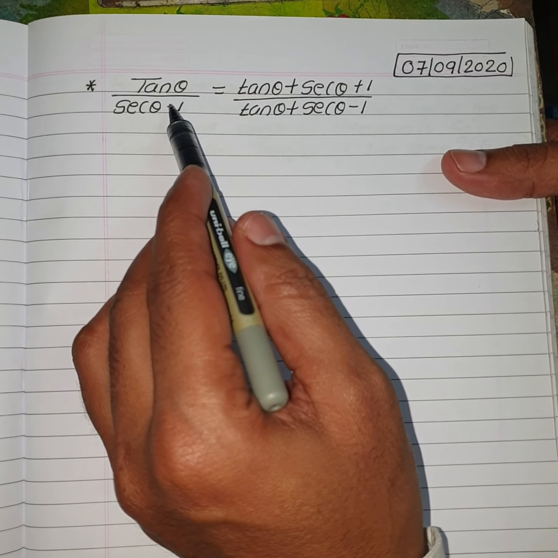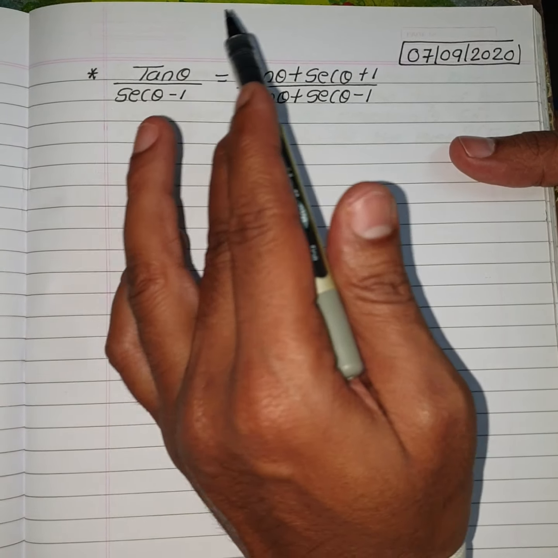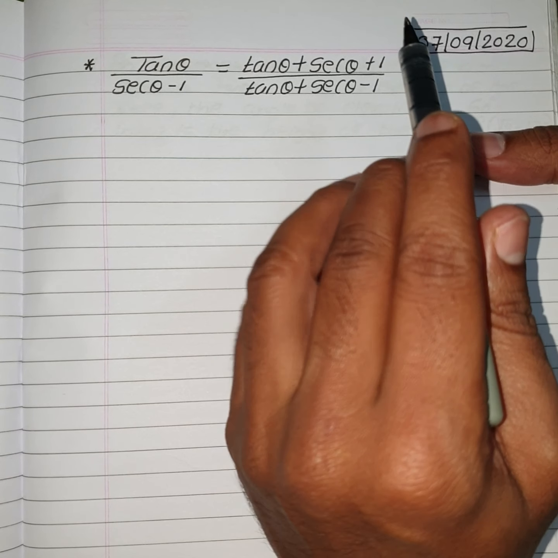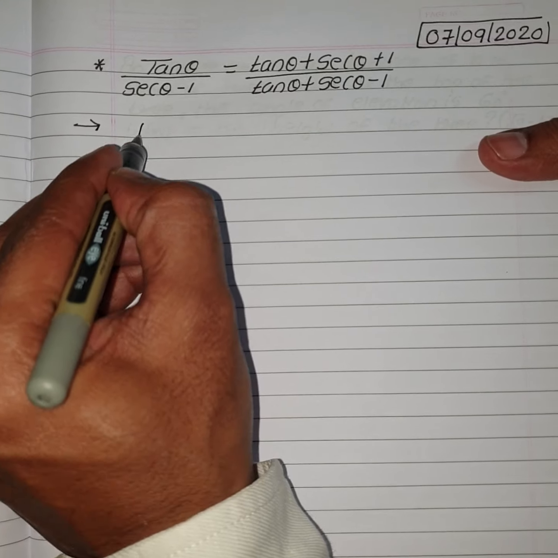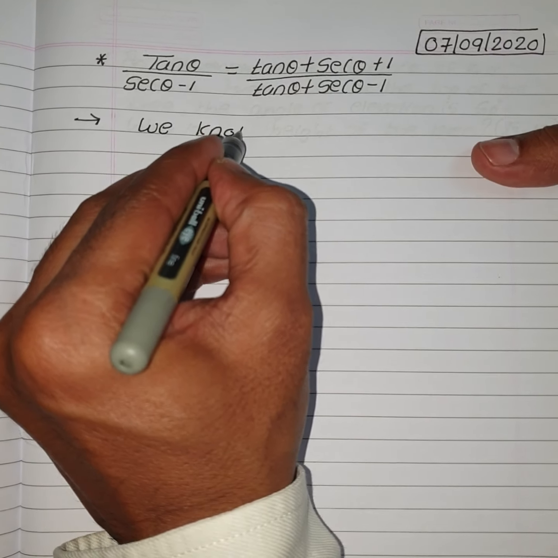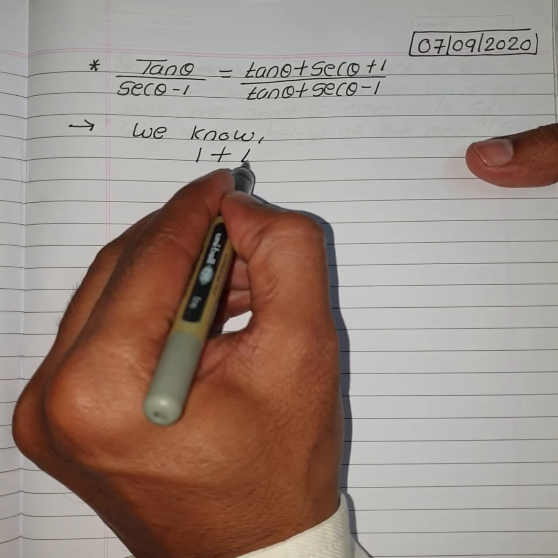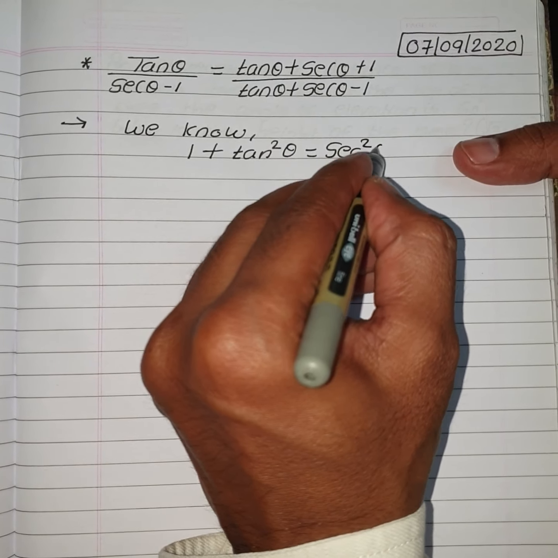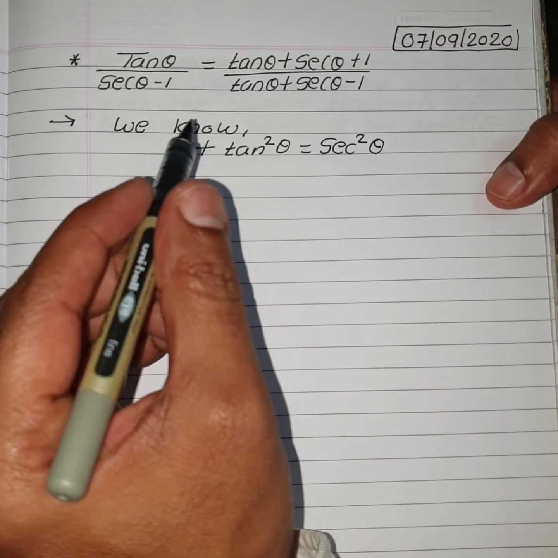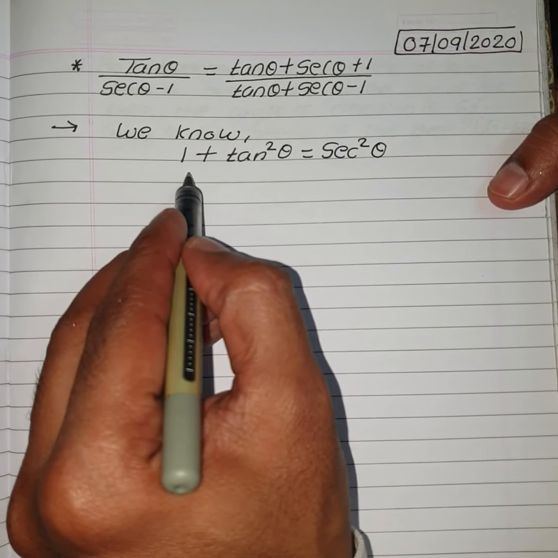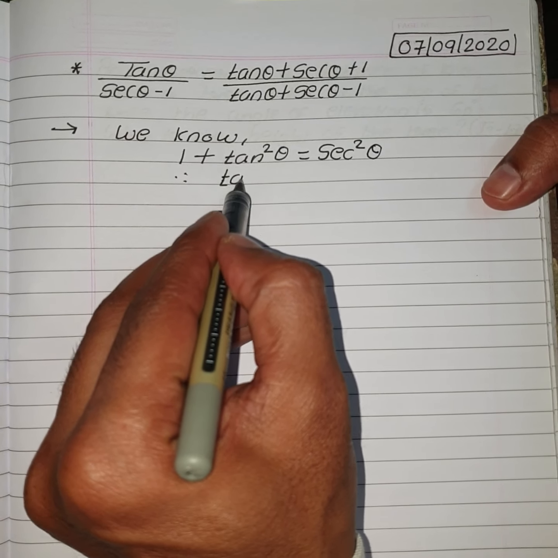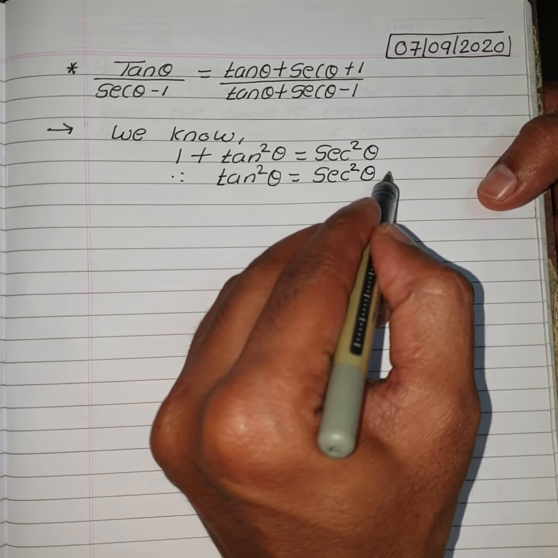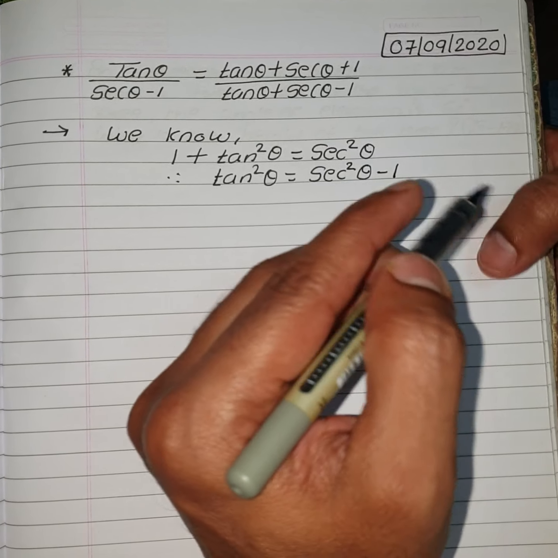Now if you observe the left hand side and right hand side, we have two terms, tan theta and sec theta. Now we know one identity including tan and sec. Which is that identity? We know 1 plus tan square theta is equal to sec square theta. Now if you observe the left hand side, I need only tan theta. So what I am doing, I am transferring 1 from left hand side to right hand side. So tan square theta is equal to sec square theta minus 1.